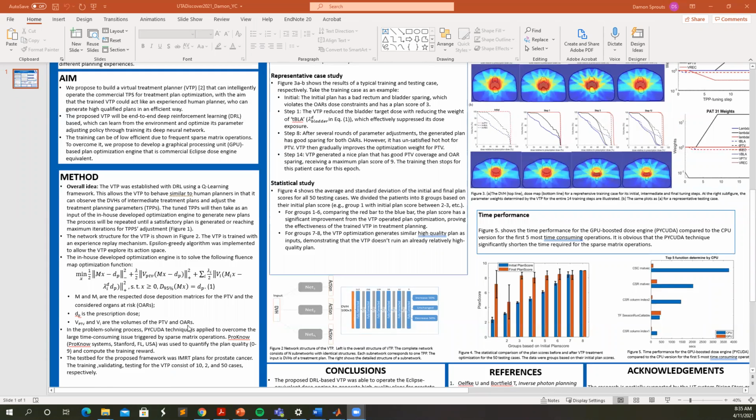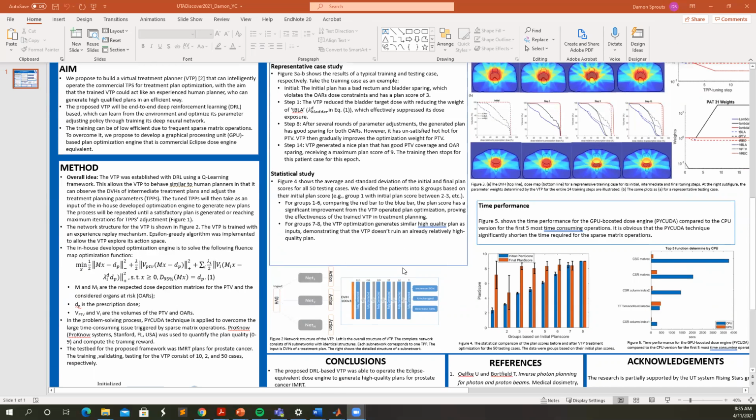We propose the VTP with an end-to-end deep reinforcement learning base, which can learn from the environment and optimize its parameter adjusting policy through training a deep neural network. We use the Q learning framework. The training could be low efficiency due to the frequent sparse matrix operation. To overcome this, we use PyCUDA, which allows us to switch the optimization from CPU to GPU to speed up the training. The network structure is shown here in figure 2.